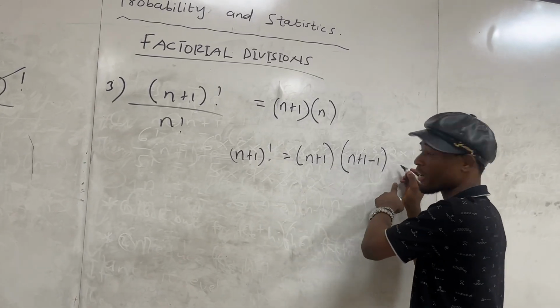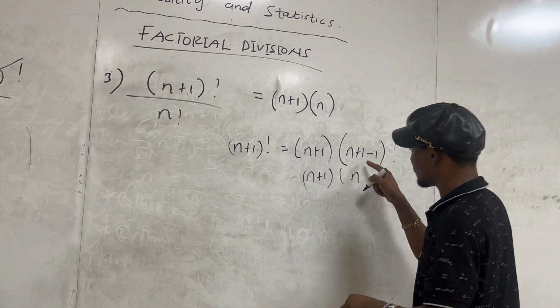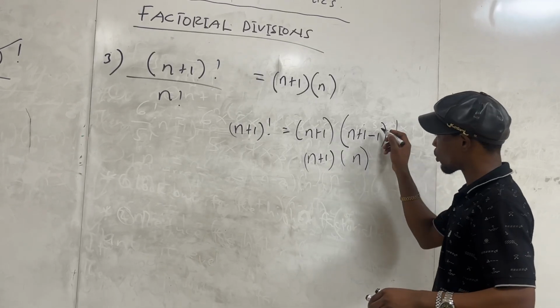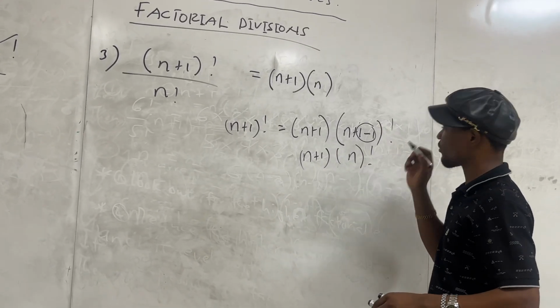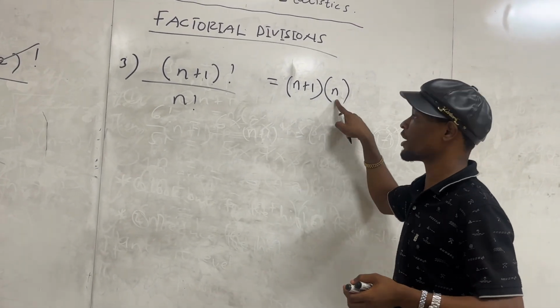If I want to end over here, I'll bring my factorial. So I have n plus 1, then what do I have? n plus 1 minus 1. What do we have? Only n, because this goes to 0. You have factorial. So that explains why we have n over here.